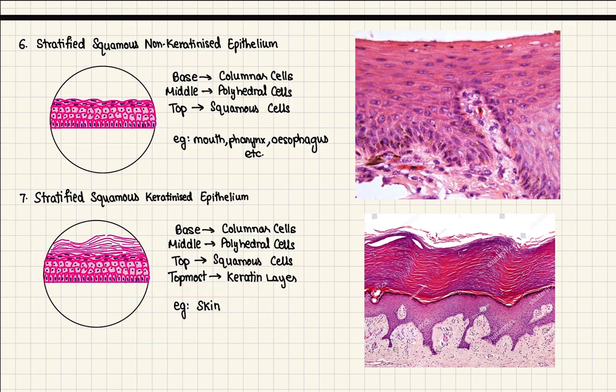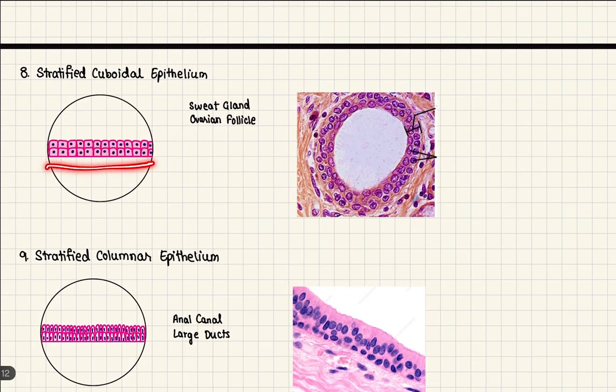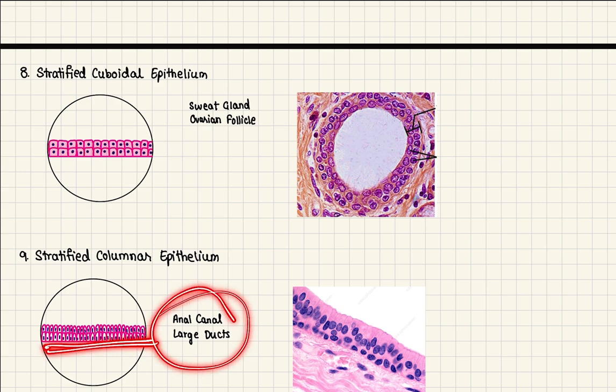Then we have the stratified cuboidal epithelium, which is found in sweat glands, ovarian follicles, and stratified columnar epithelium, which is found in anal canals and large ducts.